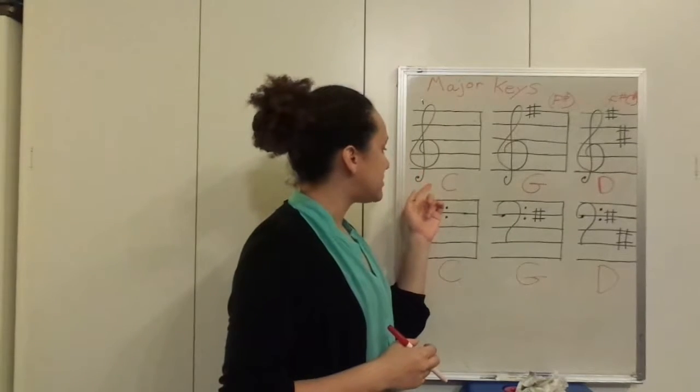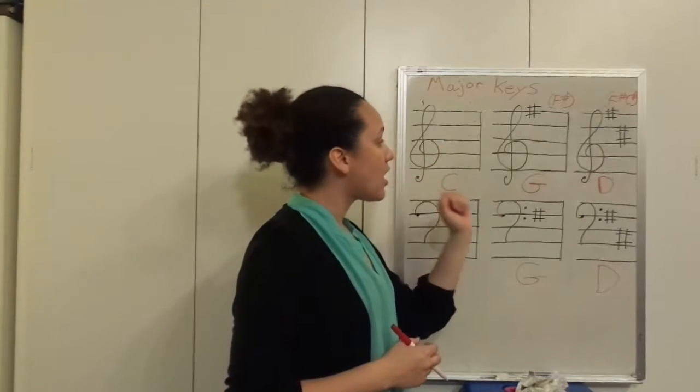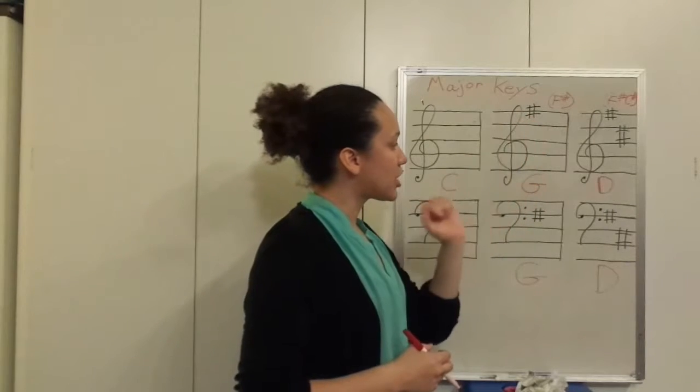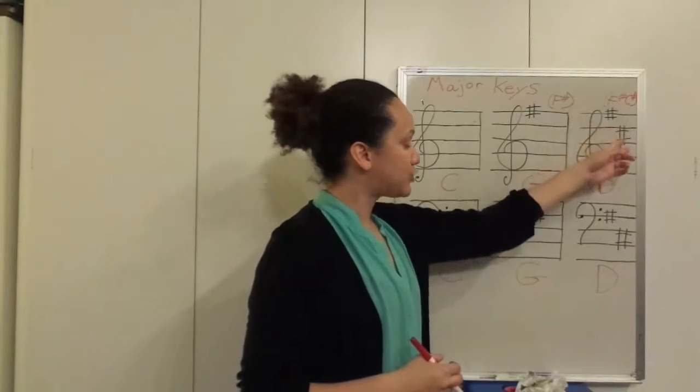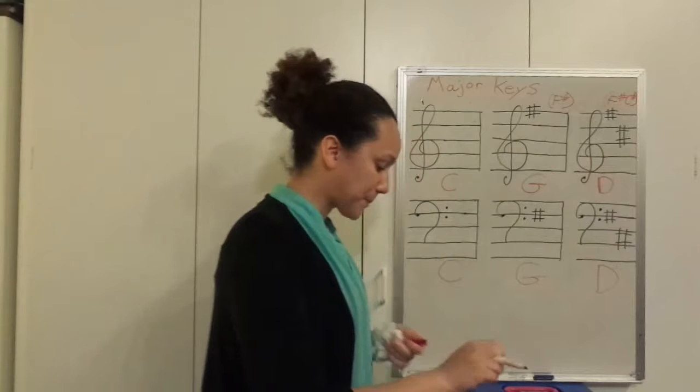So those are our first three major keys. Our C major with no sharps or flats, our G major with F sharp, and our D major with F sharp and C sharp.